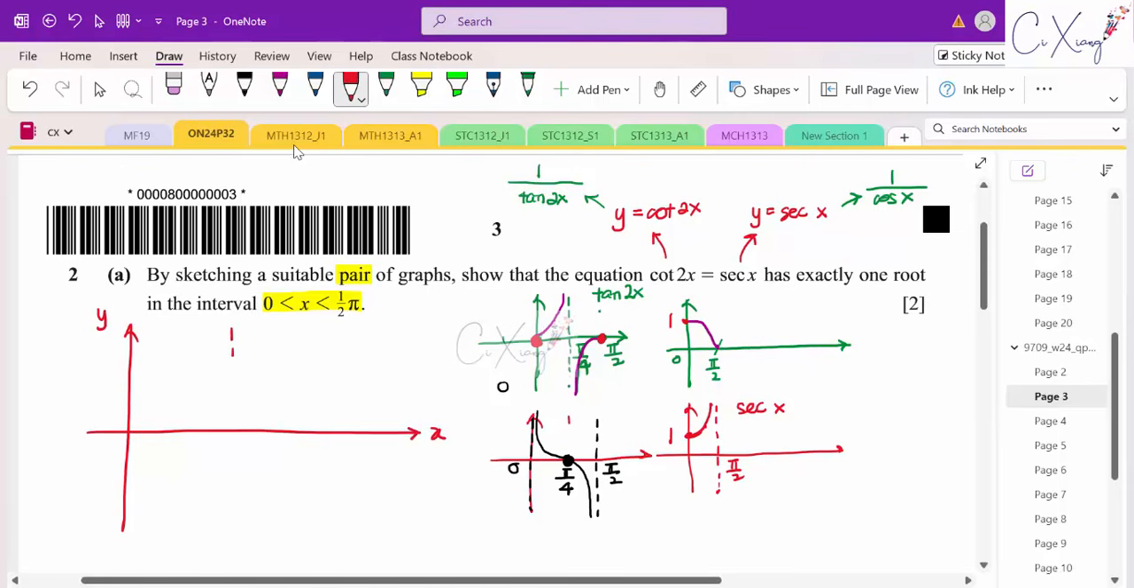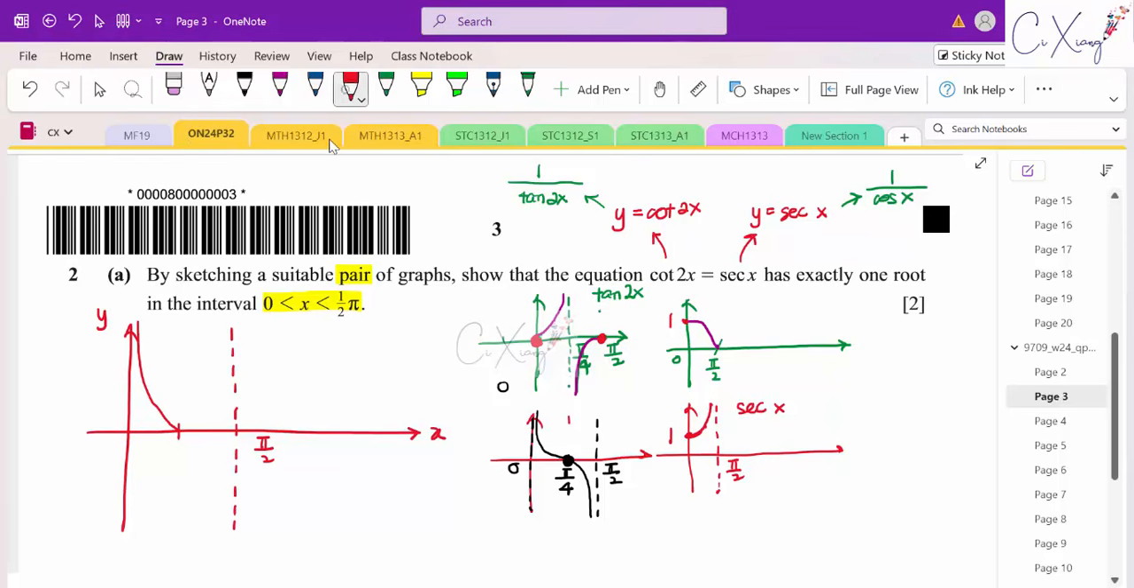Alright, so this is the pi over 2. I will make it as asymptote here, and I'm having pi over 4. So I will draw my cotangent 2x first. The cotangent 2x graph should look something like this. And then this value should be pi over 4. Don't forget to label it. It should be y equals cotangent 2x.